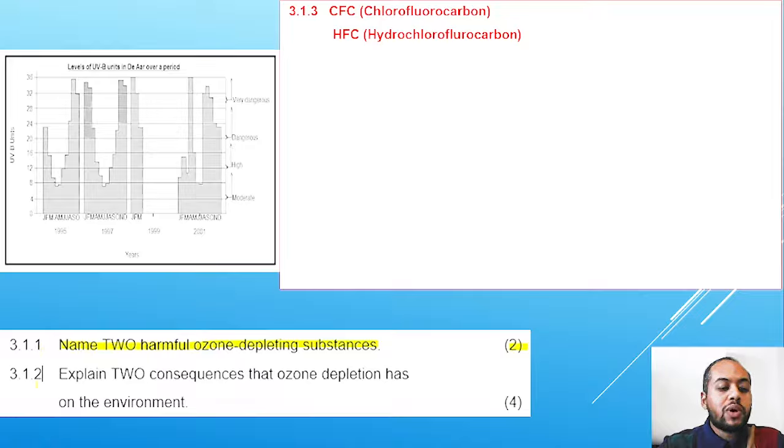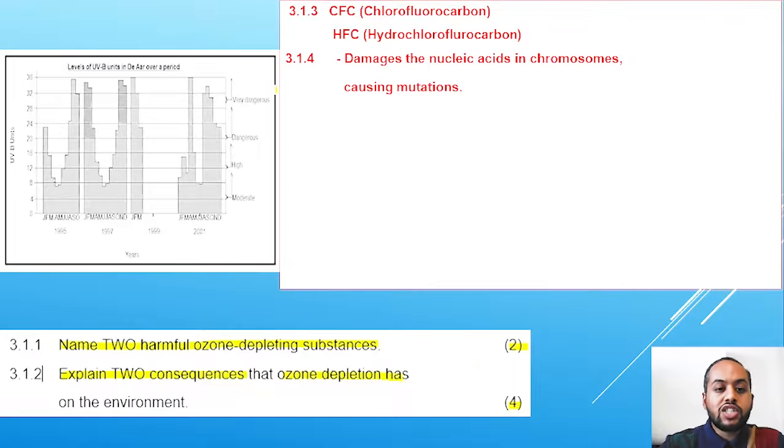The next one, 3.1.2, says explain 2 consequences that ozone depletion has on the environment, for 4 marks. 2 consequences of ozone depletion. This answer should have said 3.1.2, it's not 3.1.4. So firstly, it damages the nucleic acids in chromosomes, causing mutations.